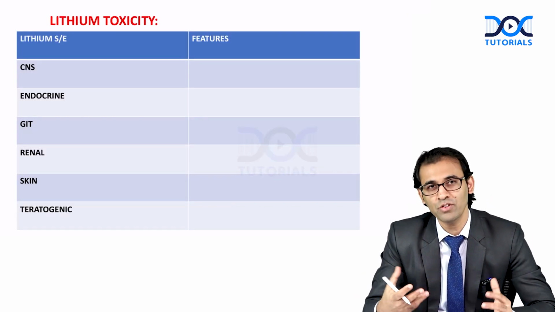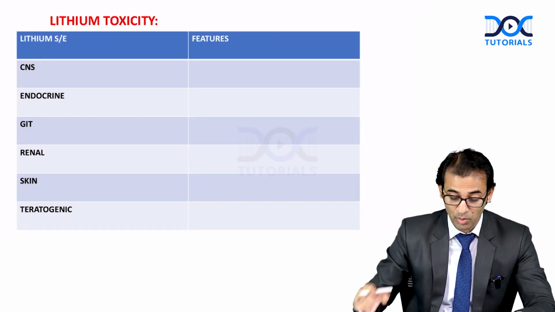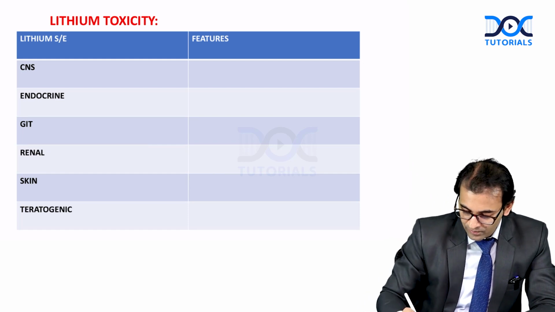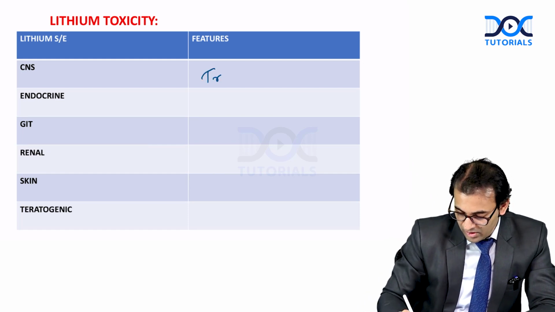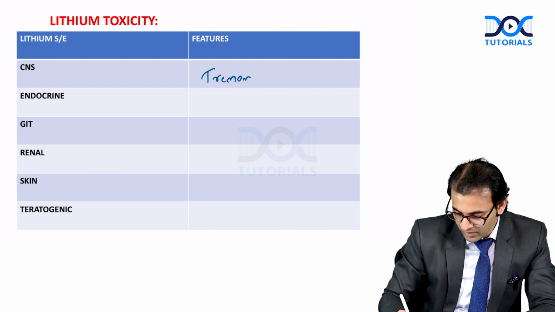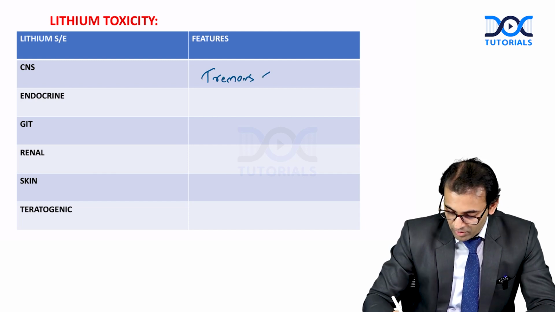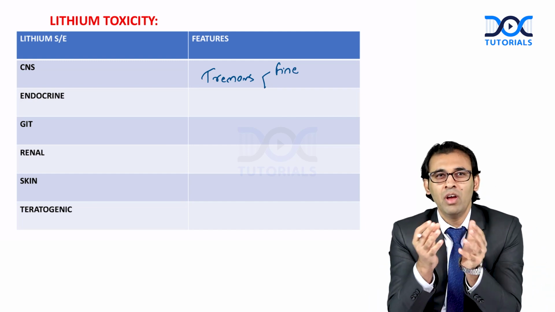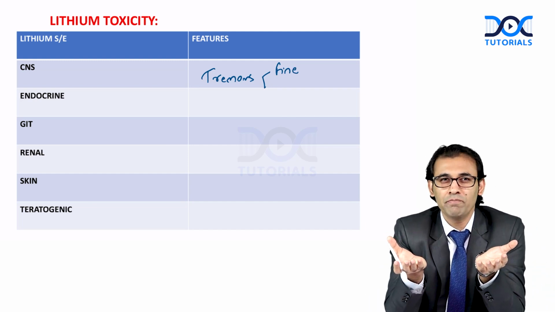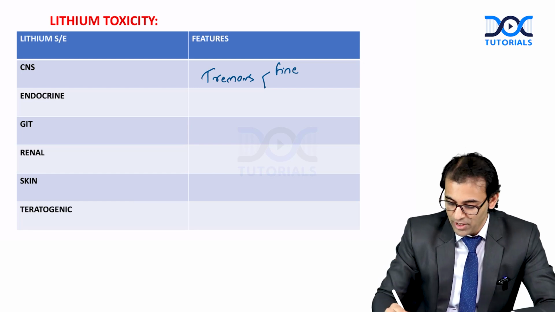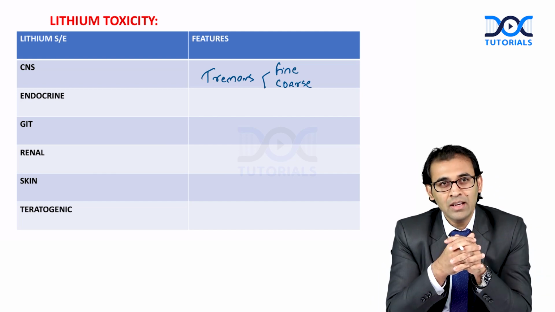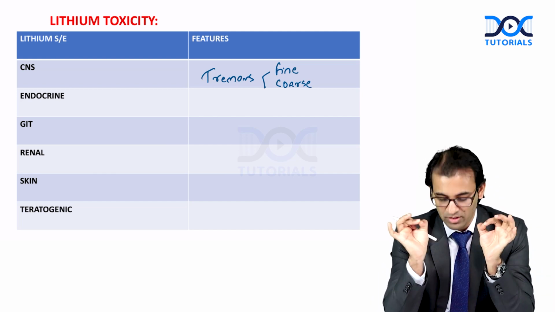See, lithium can affect so many parts of the body. First of all, when I talk about CNS, yes, there can be tremors, fine tremors. Suppose if there is only fine tremor, we can easily help with the help of beta blockers. But suppose if the patient is having coarse tremors, then we should understand that now there is acute lithium toxicity.